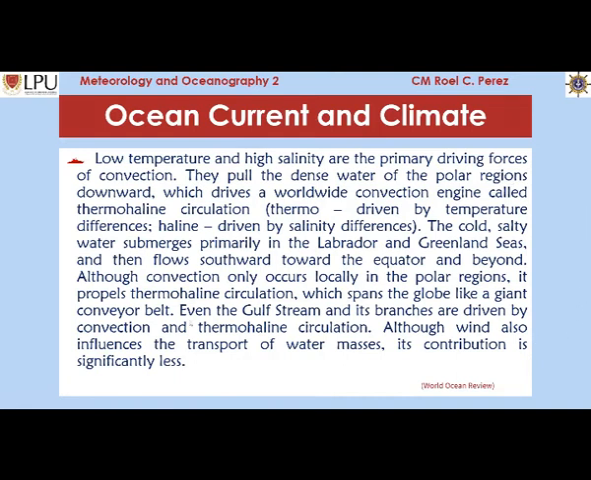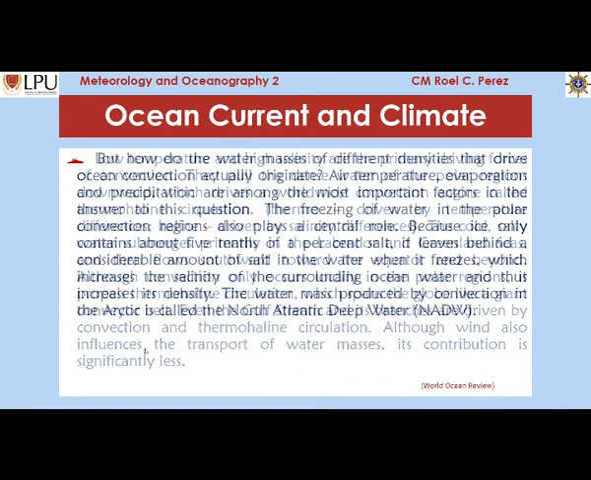Even the Gulf Stream and its branches are driven by convection and thermohaline circulation. Although wind also influences the transport of water masses, its contribution is significantly less. So there is a conveyor belt, which I have shown also in the map already, but I have another one later.